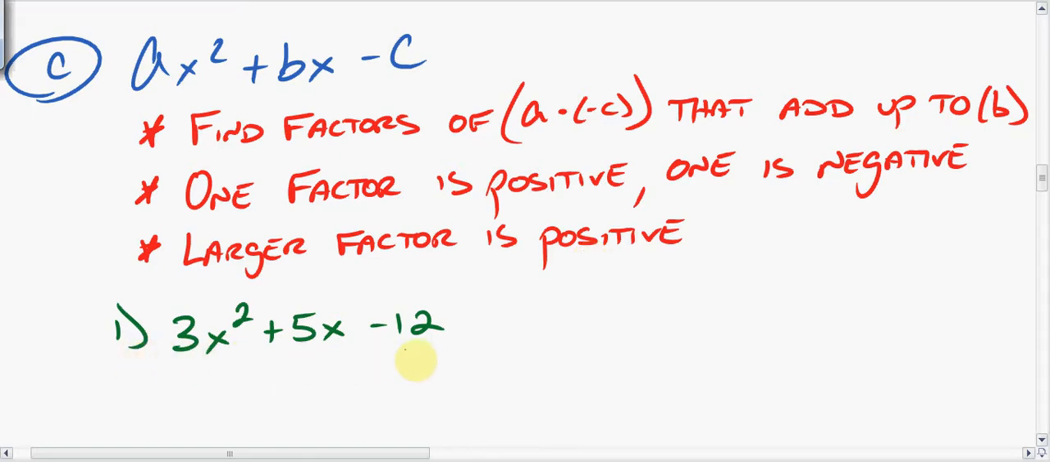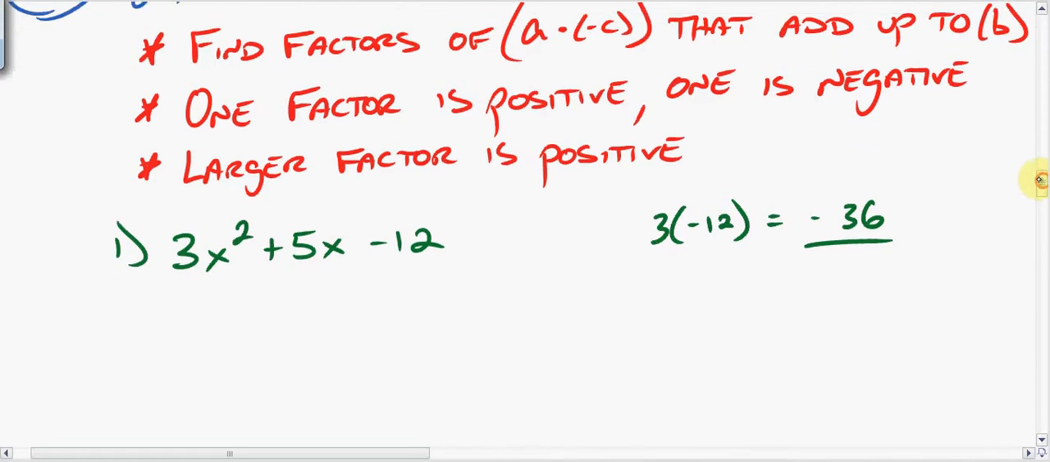So let's come on down. We'll look at number 1, which is 3x squared plus 5x minus 12. So we'll find the factors of a times c, or a times negative c in this case. So 3 times negative 12 gives us negative 36. So we want to find the factors of negative 36 that add up to 5. We know the larger factor is positive. So we'll start with 1 and 36. Negative 1 plus 36 is going to give us 35, which is nowhere near the answer we want. We want 5.